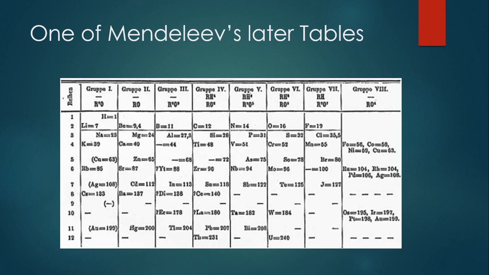This is actually one of Mendeleev's later tables. The one that you're going to work with today, in the worksheet, is an earlier version. But take a second, pause this video, and compare this periodic table that Mendeleev made around 1871 to the current periodic table. You probably notice that there are some really striking similarities and some pretty big differences as well.